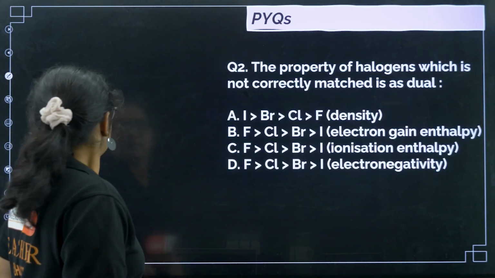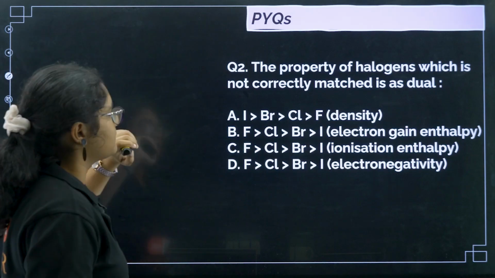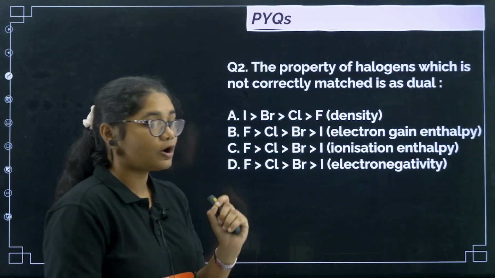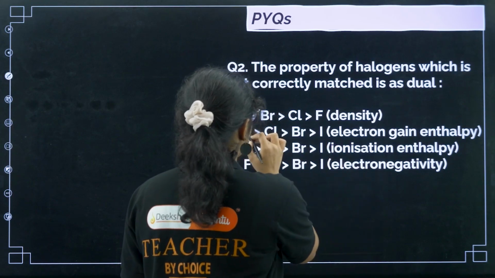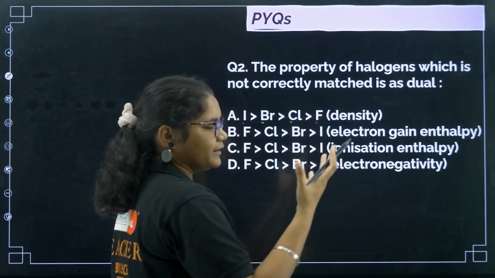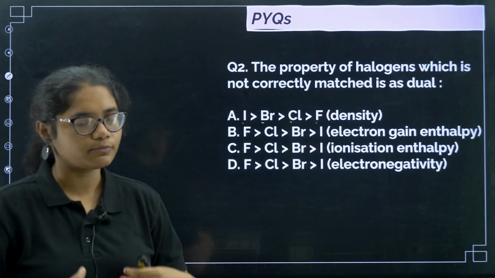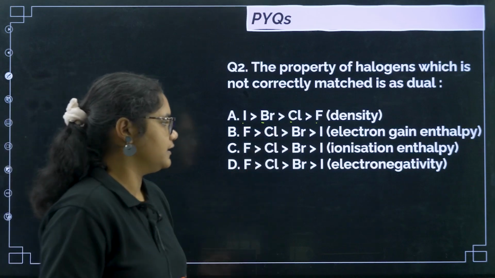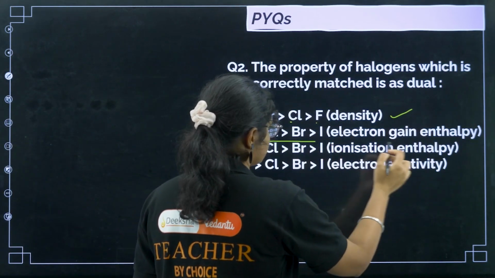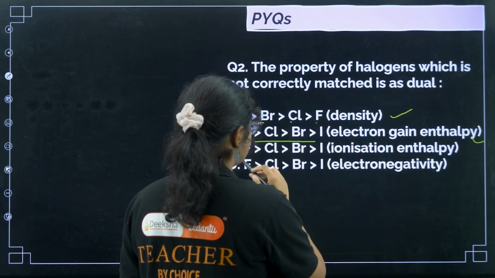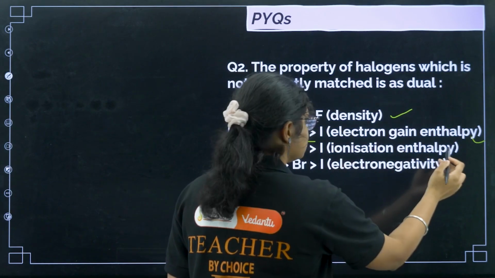Okay. Next question here is, the property of halogens which is not correctly matched is as, okay. So if you see iodine, bromine, chlorine, fluorine, okay, density depends on mass, down the group mass will increase, so density will increase, so this is correct. Electronegativity decreases down the group, so this is also correct. Ionization enthalpy decreases down the group, this is also correct.